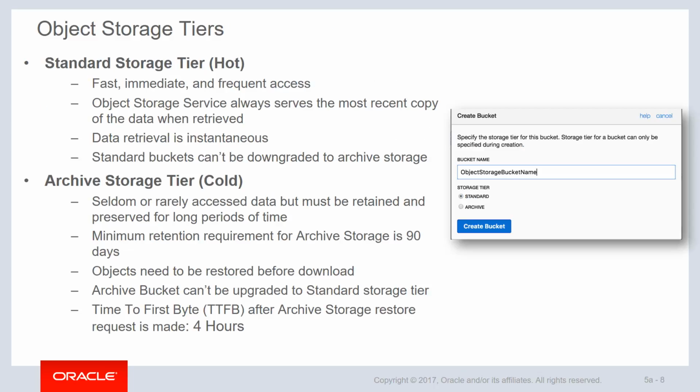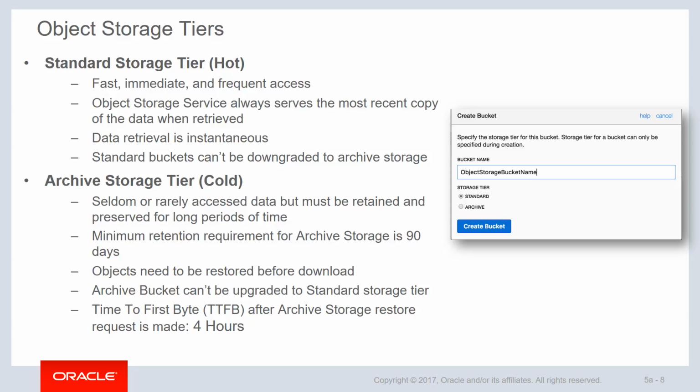Now within object storage, we have 2 different storage tiers. There's the standard storage tier, also referred to as hot storage, for when we need fast, immediate, and frequent access. The object storage service always serves the most recent copy of the data when a retrieval request is placed against the API. In this instance, data retrieval is near instantaneous, and we can begin to download that object immediately.